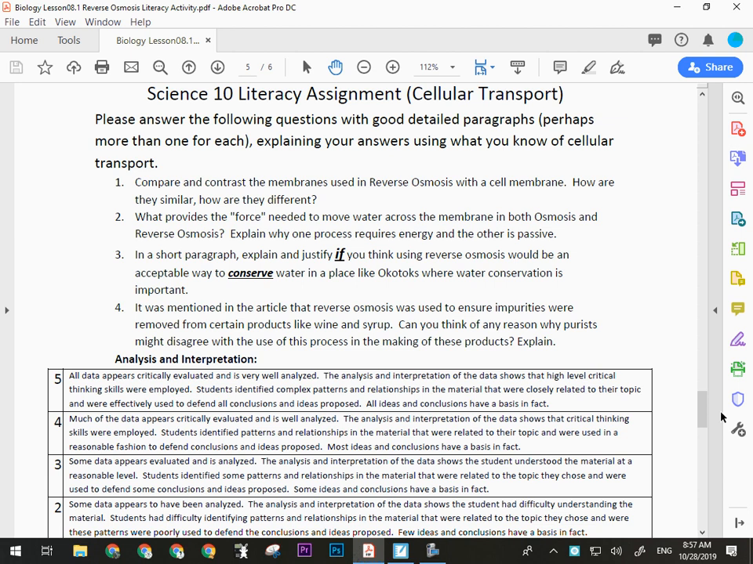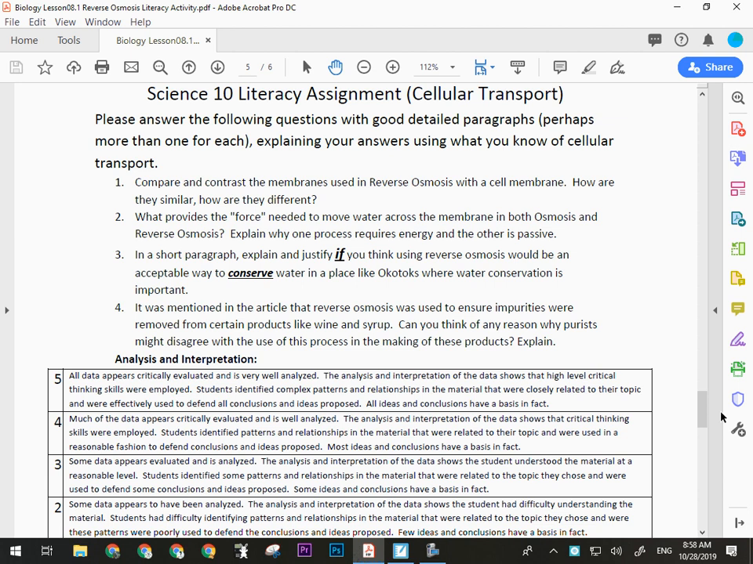So, not using a whole bunch of it, which is kind of a big deal in Okotoks. You can only water your lawn 2 days a week if it hasn't been sunny and dry for 2 days. We have to be very, very careful about how much water we use. So would reverse osmosis be an acceptable way to conserve water in a place like Okotoks where water conservation is important? Somewhere in this article, it's got to talk about what reverse osmosis does and whether that saves water.